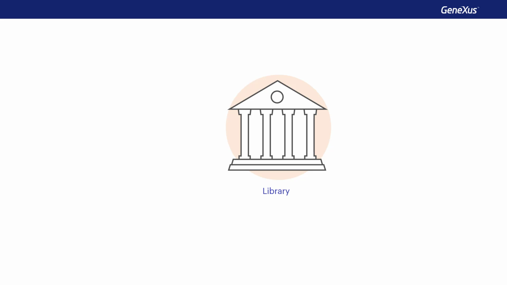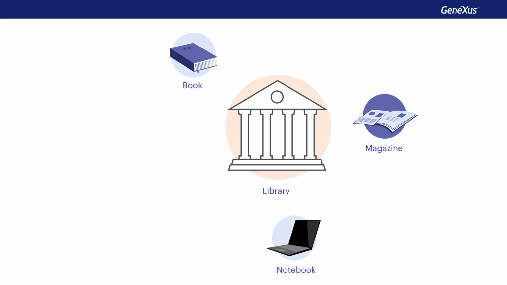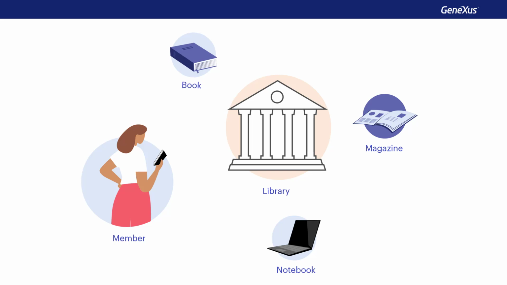Let's suppose that a Genexus application needs to be designed for managing the tasks of a library related to the loans of books, magazines, and notebooks. It works with members who can access different reading materials, such as books and magazines, as well as computer equipment loaned by the library. The information to be recorded is as follows.